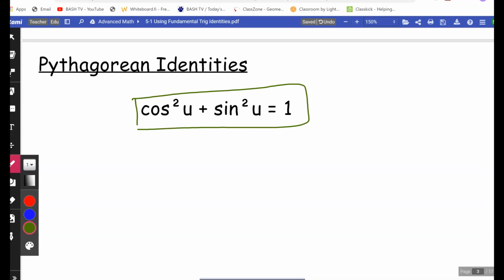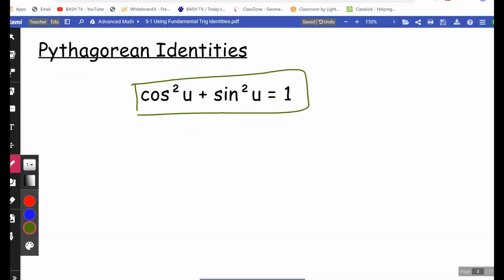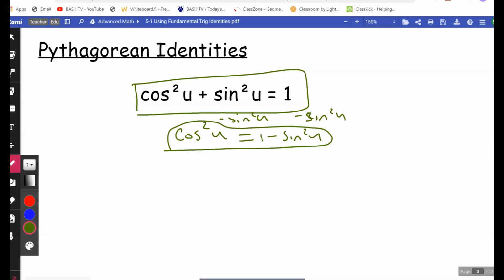Now, there are variations of this identity. If you look on that sheet I provided, there's a little bit of blank space. So I'm going to go over a couple of different variations. One variation is I can solve this for cosine squared. How would I get cosine squared by itself? Well, you would subtract sine squared from both sides. So you get 1 minus sine squared. That's an important variation.